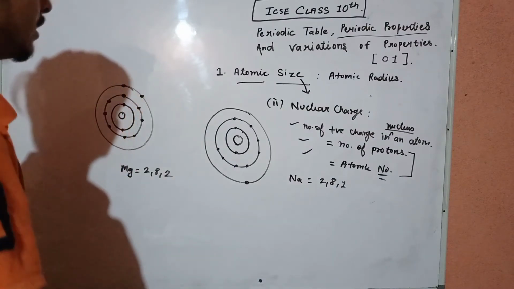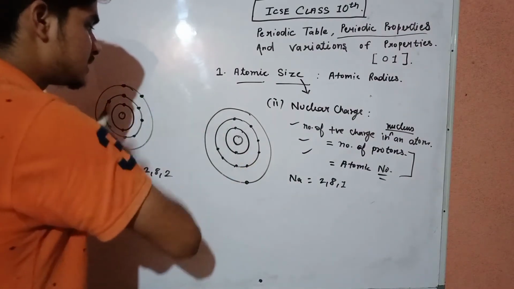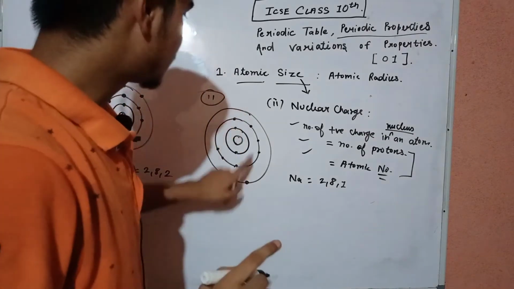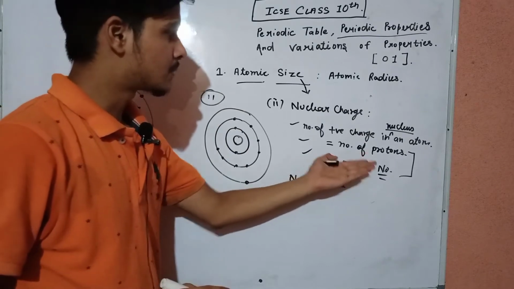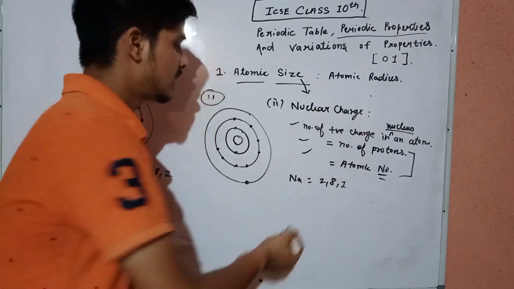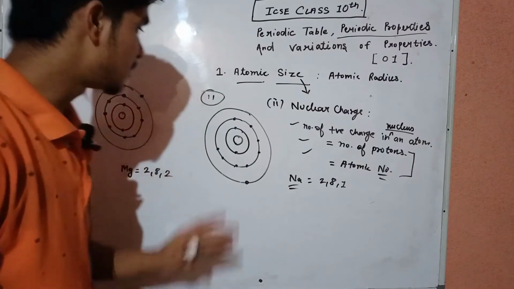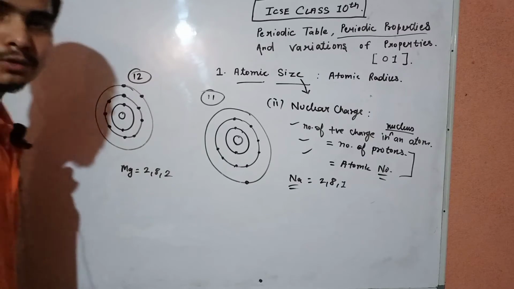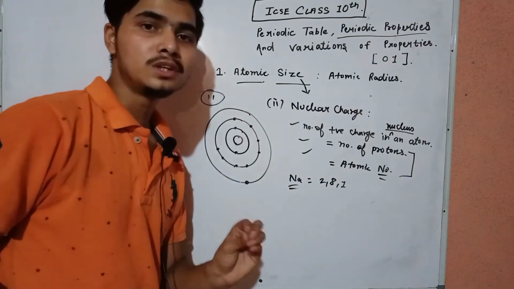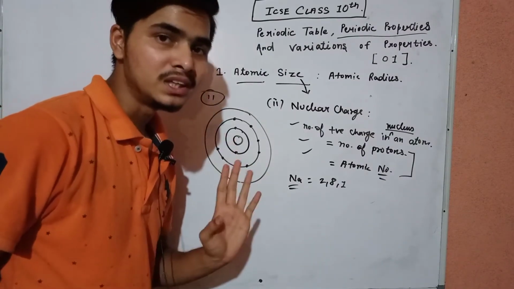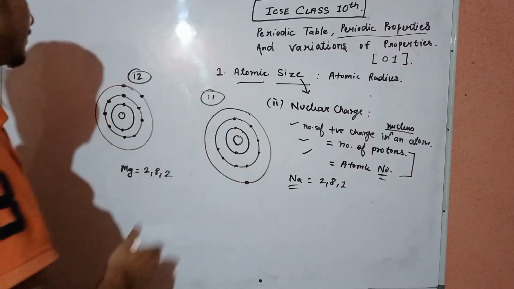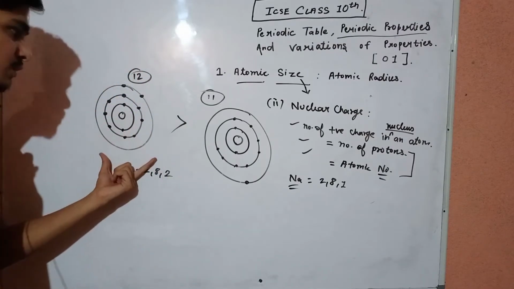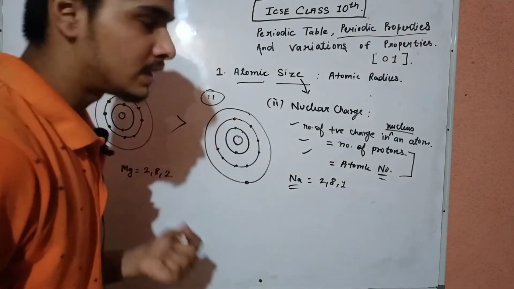Okay, very good. Now what is the nuclear charge of this atom? I hope the answer is 11. Nuclear charge is equal to the number of protons, and the number of protons is equal to the atomic number, and the atomic number of sodium is 11. Similarly, the nuclear charge for magnesium will be 12, right? Now, whose nuclear charge is greater? Obviously, magnesium's nuclear charge is greater than sodium's nuclear charge.